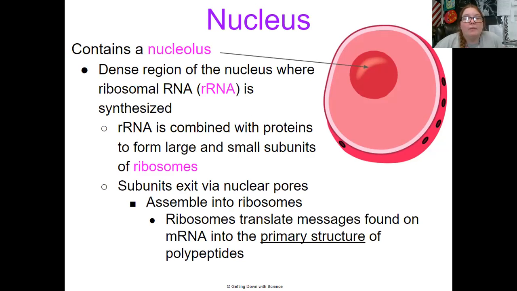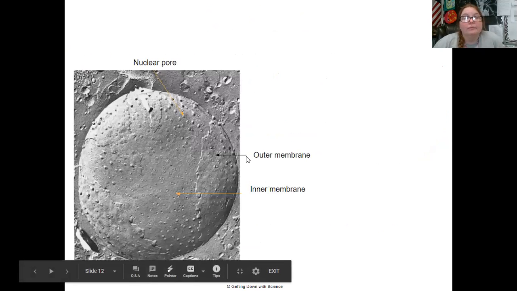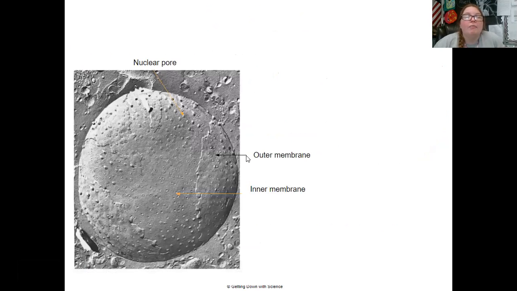Okay, so ribosomes translate the messages found in messenger RNA into the primary structure of polypeptides. So simple version, ribosomes put proteins together, okay? They take each amino acid and put it together in sequence based on an mRNA message. We're going to talk more about that process in another unit. So here's a scanning electron microscope image of this. This is what a nucleus looks like under intense magnification. We can see the outer membrane, the inner membrane, and the nuclear pores here.